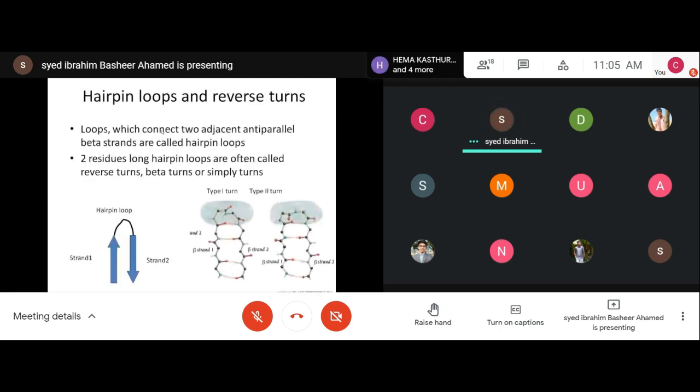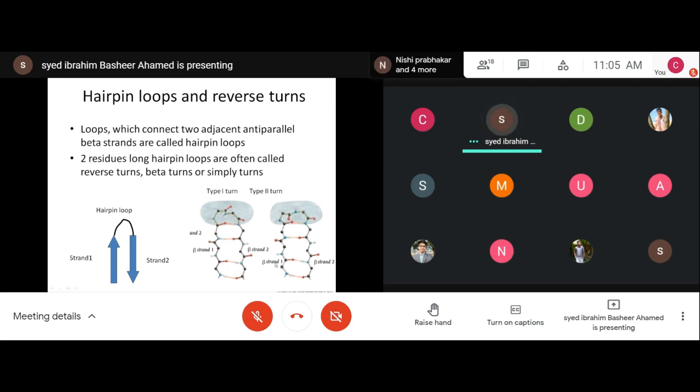So there are hairpin loops and reverse turns. A hairpin loop has a short length, and it will reverse the direction of the polypeptide. Most of the time you will have a beta strand.